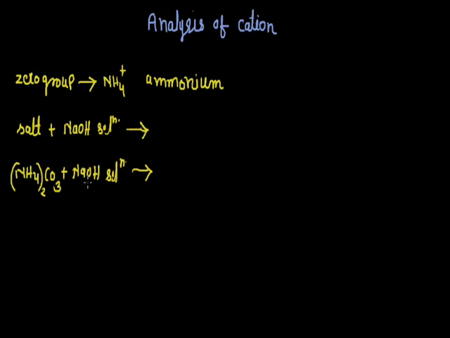then after the reaction the products formed are sodium carbonate, Na2CO3, plus NH4OH. That NH4OH further ionizes and gives NH3 and H2O. So when we add NaOH to the salt, due to this reaction ammonia gas is liberated from the test tube. Due to the formation of this ammonia gas, the ammoniacal smell comes out from the test tube.